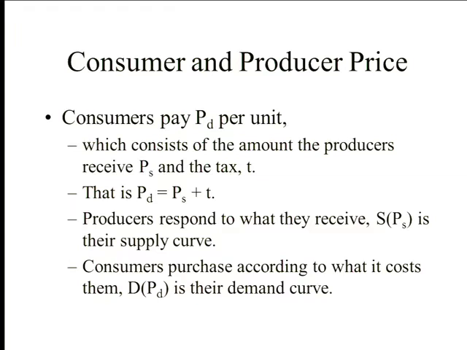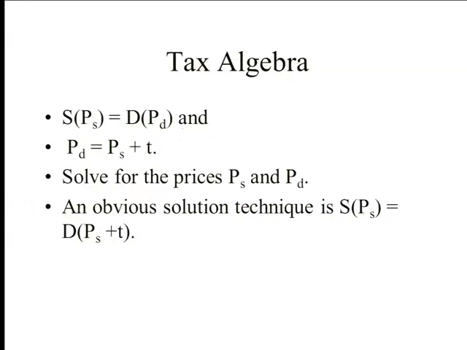So producers respond to what they receive, right? So now when I write the supply curve, I have to be careful to write it in terms of the price they receive. Consumers purchase according to what it costs. And these things are not the same. You know how they're related. So you have to have quantity sold is the same as quantity purchased. So those two things are equal, but the two prices aren't equal anymore. You really have just two equations in two unknowns, and you could solve them. And that's exactly what we'll do. So let's go for some algebra.